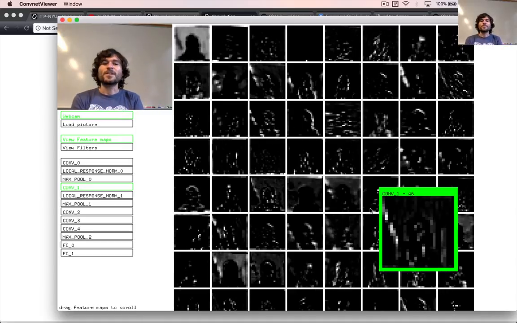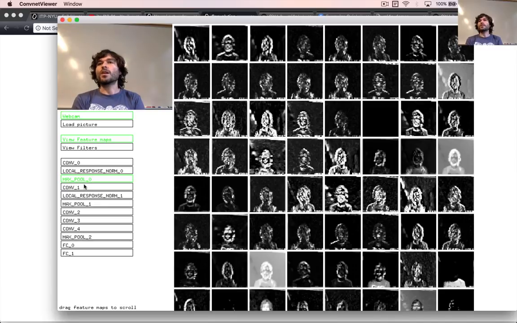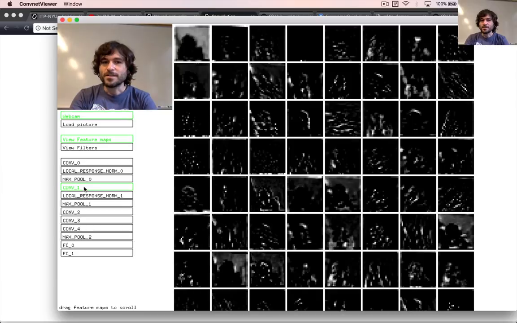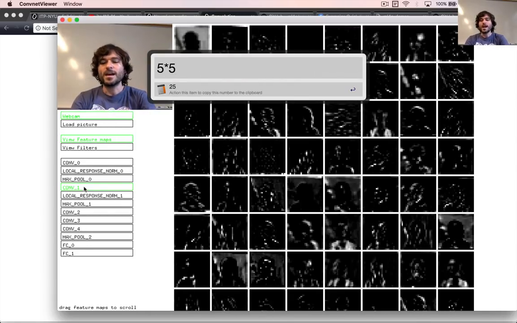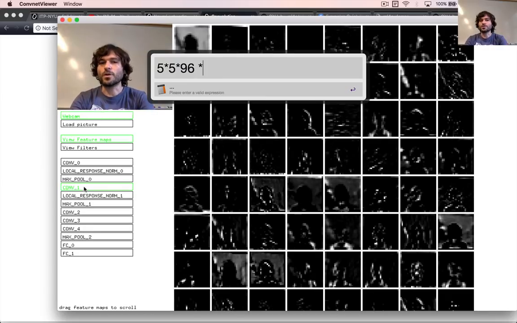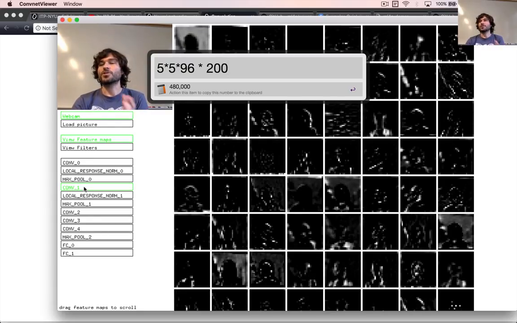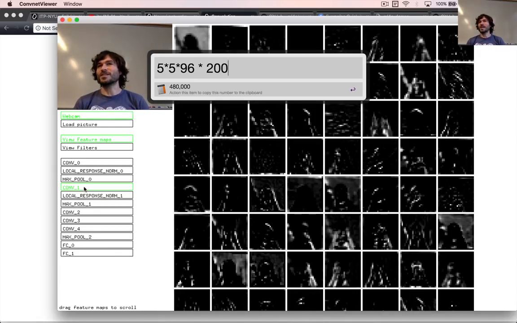Think about it, because if there's 96 channels coming out of this, then one filter has 96 channels, and it might be something like 5 by 5. I don't know what it actually is, but let's say it's 5 by 5. And there's 96 channels. So there's 2,400 weights in a single filter, right? And there happens to be like 200 of them, so that means there's 480,000 weights. So first of all, let's take a moment to appreciate the scale of this.